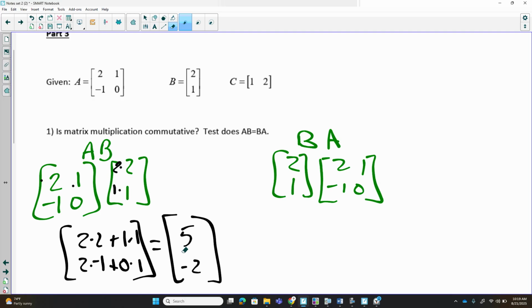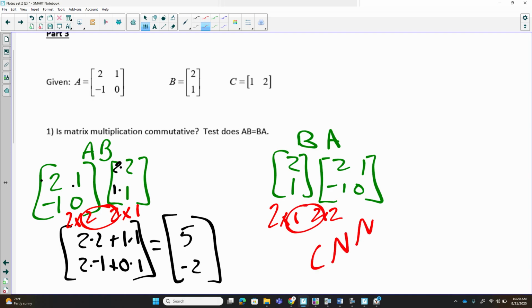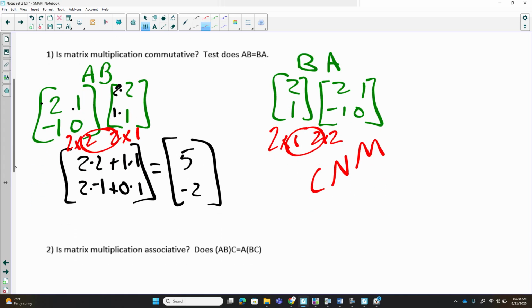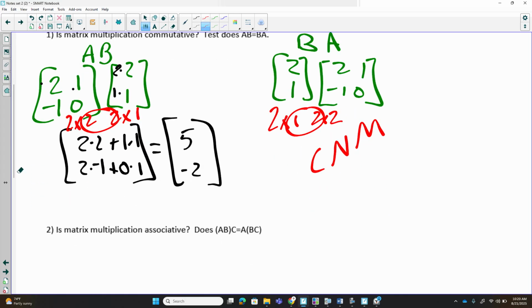What did you notice about the second one? Oh, I didn't put my dimensions. I didn't check it. 2 by 2, right? This is a 2 by 2, and this is a 2 by 1, so it allows me to multiply. This one here is a 2 by 1, and this is a 2 by 2, and guess what? Can't multiply. Commutative property, done. Can't happen. Doesn't work. Sometimes it works. Had that been ones and zeros in a square matrix, you could multiply each side. It would have been fine.